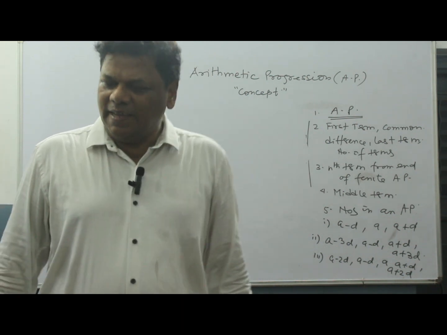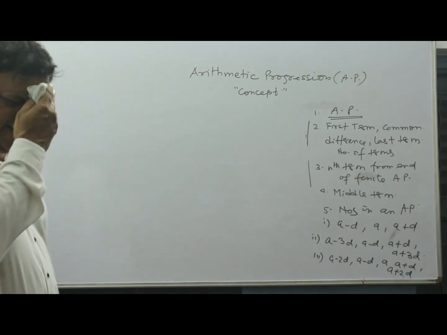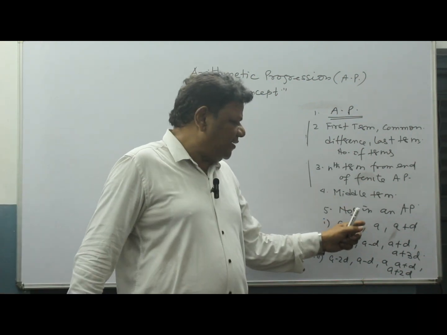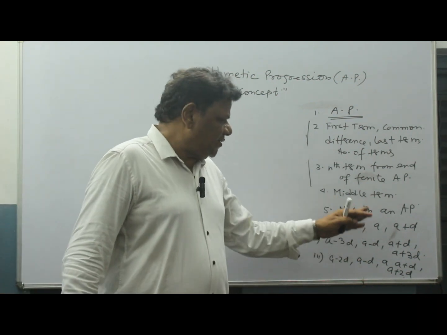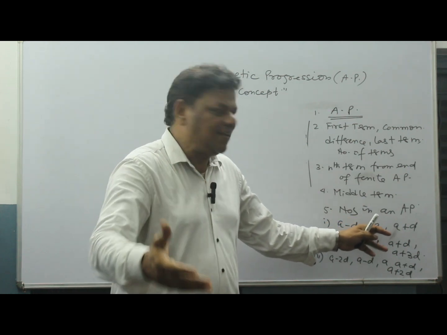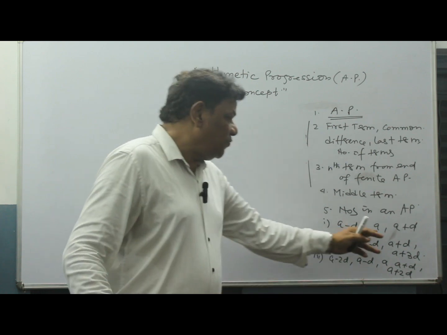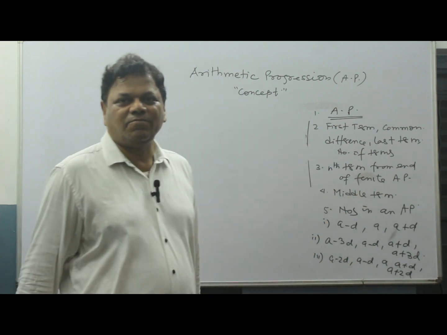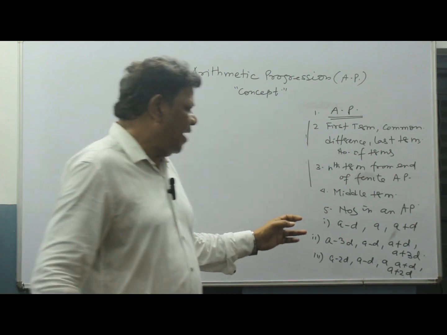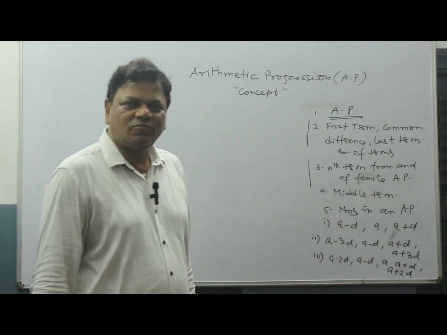What are the 3 terms? A minus D, A, A plus D. What is A? The first term, you know. And D is the common difference. A plus D: we are adding D and getting the next term. So the previous of this term is A minus D. So whenever I am required to take 3 terms of an AP, I have to write like this.